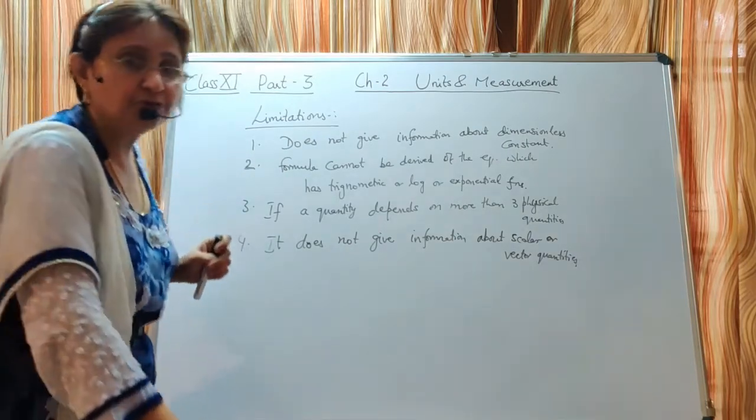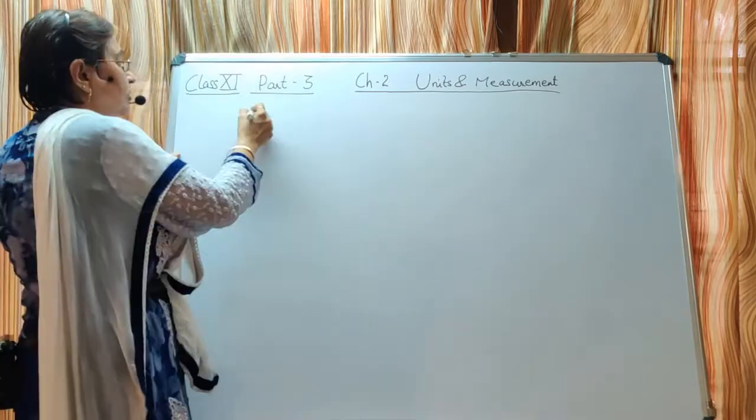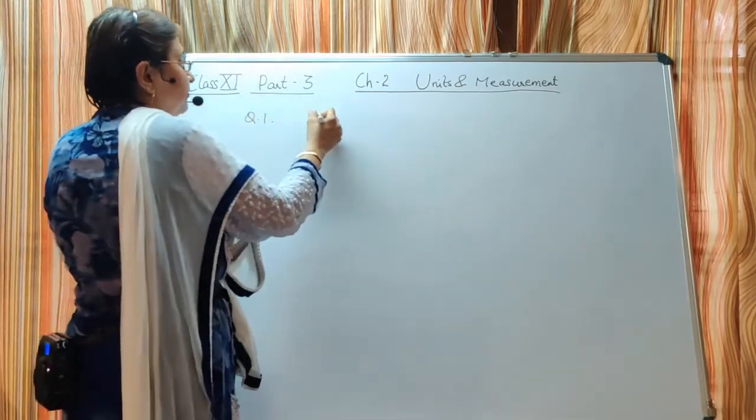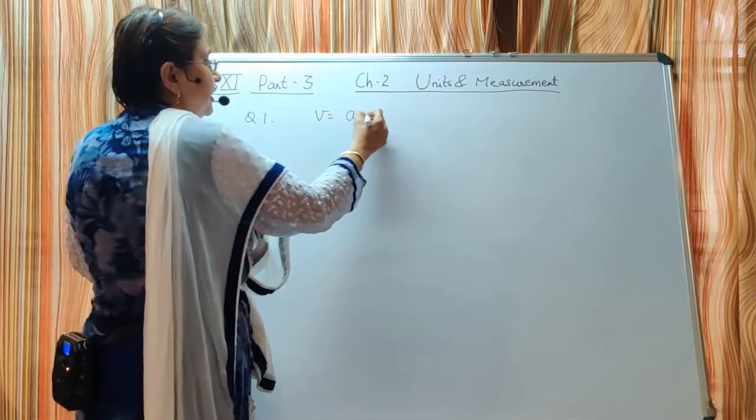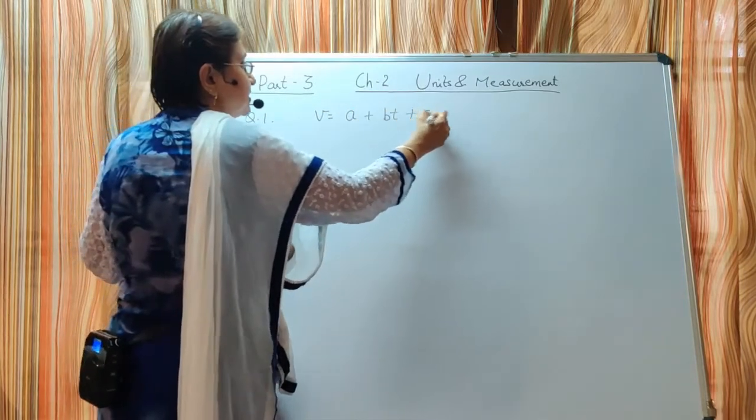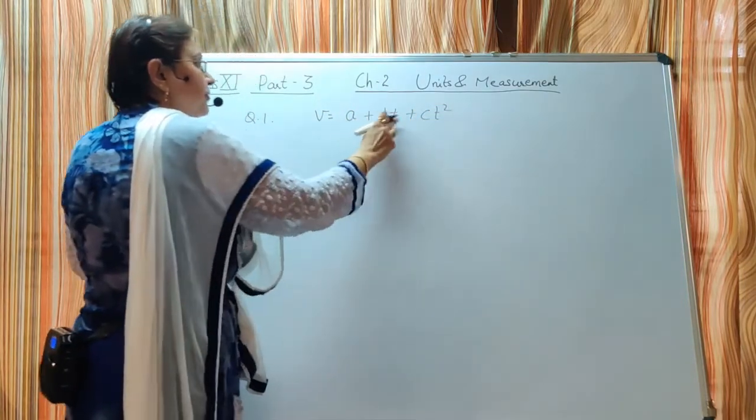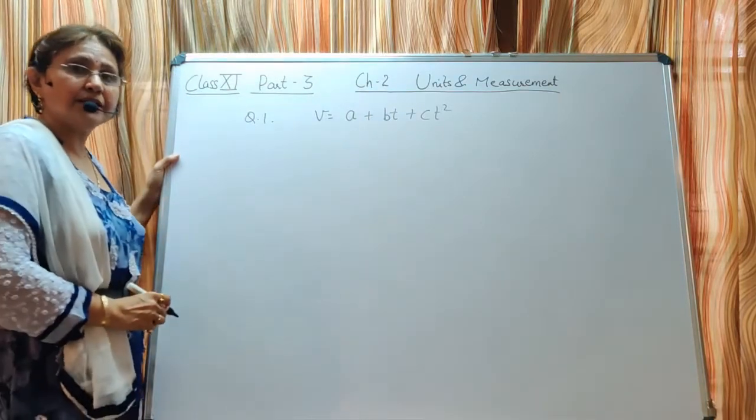Okay, next few questions here we'll discuss. Question number 1 is, let velocity be given as a plus bt plus ct square. Now here you have to find out the dimensions of a, b and c.